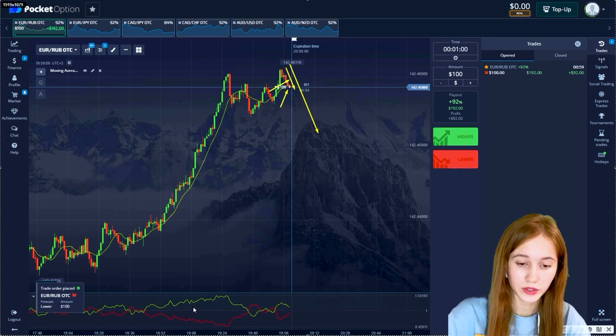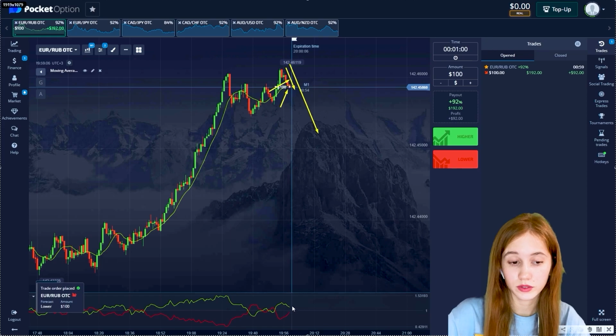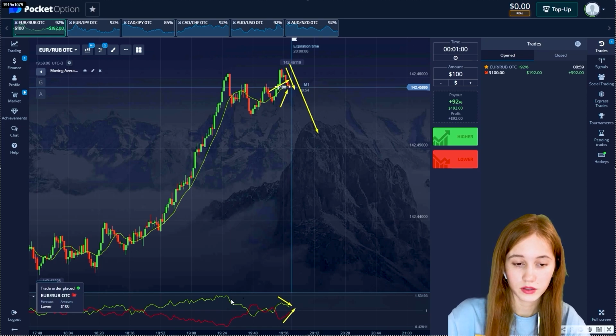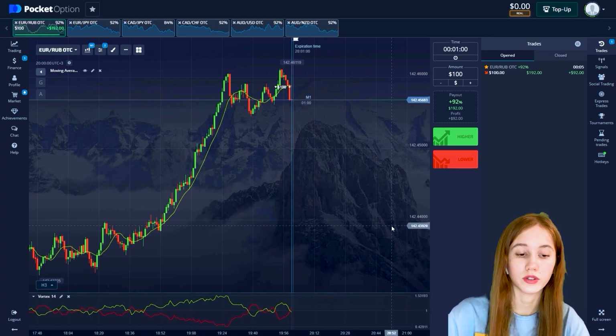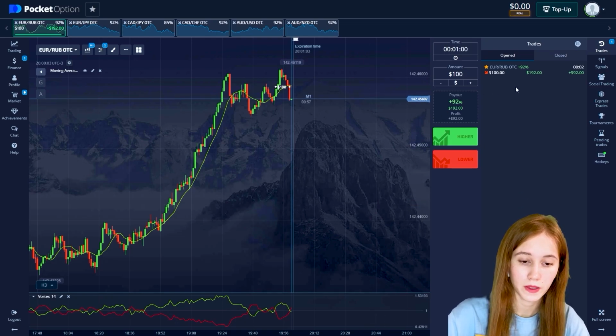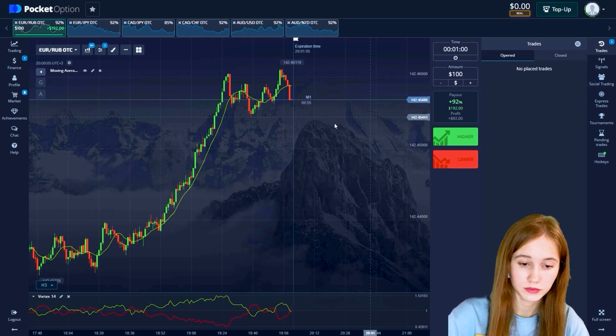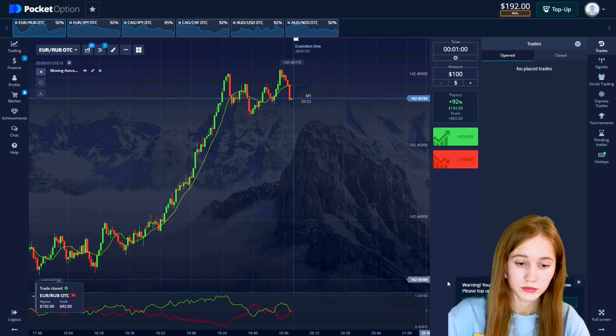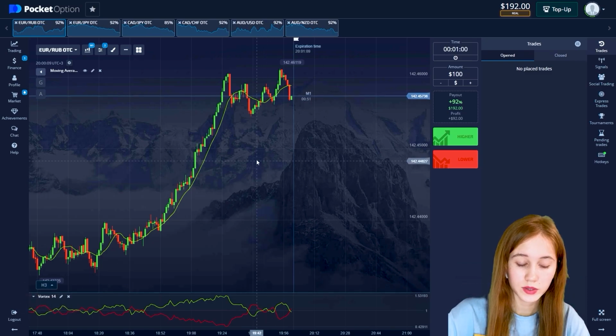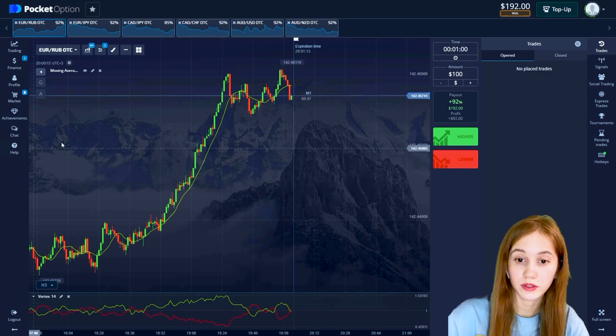And the second, vortex, we see change trend, but green is prevailing and it's falling, so it's changing in trend. Our profit is $92 and our balance is already $192. Let's move on to the next concept pass.